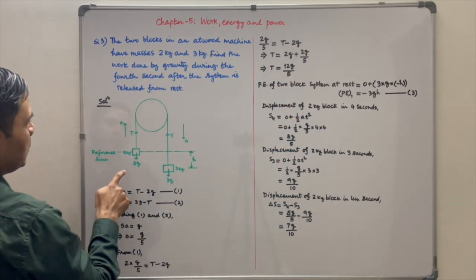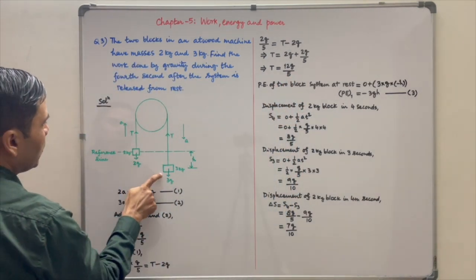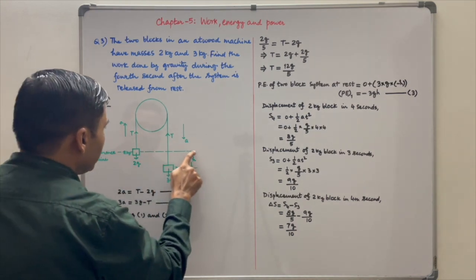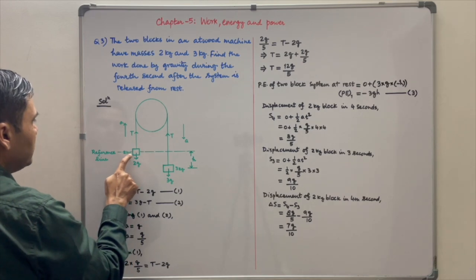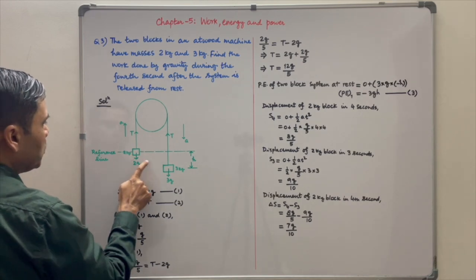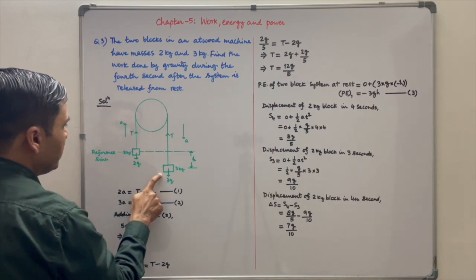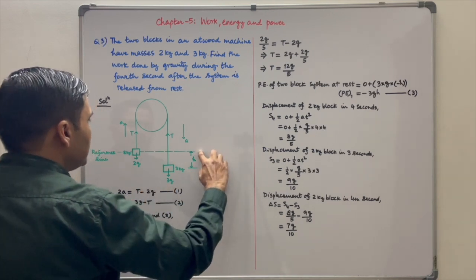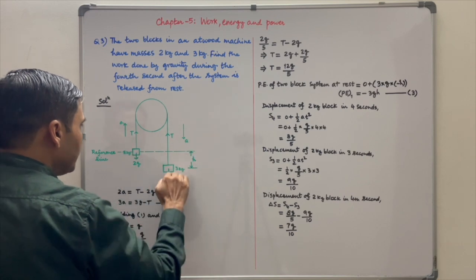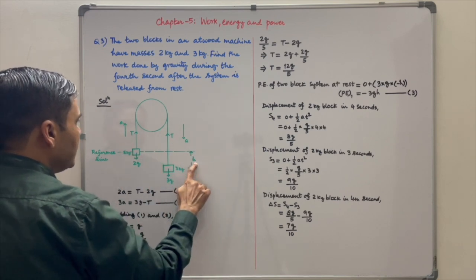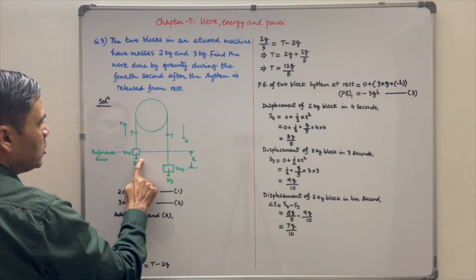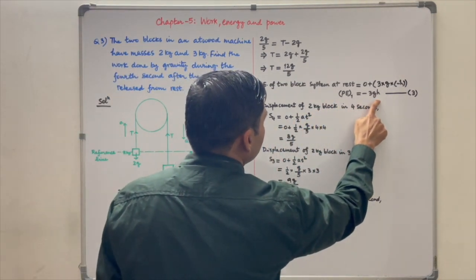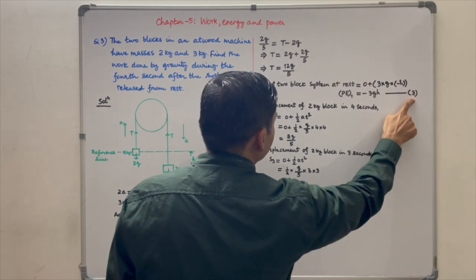Next, we will calculate potential energy of two block system at rest. Suppose this is reference line. So potential energy of this block will be 0 and potential energy of this block will be given by M into G into minus H. Since this block is below the reference line, so we will take H as negative. So potential energy of two block system at rest will be minus 3GH. Let's say this is equation number 3.